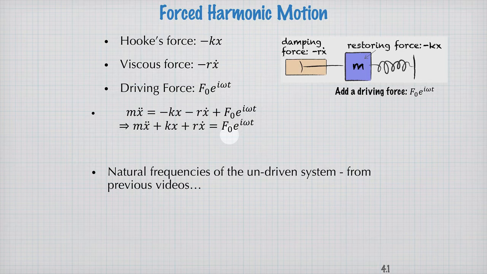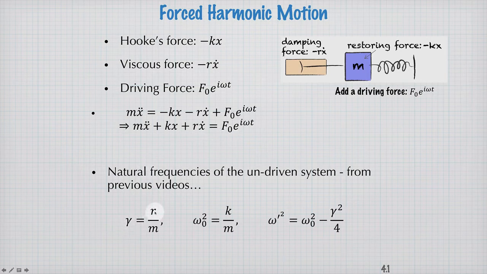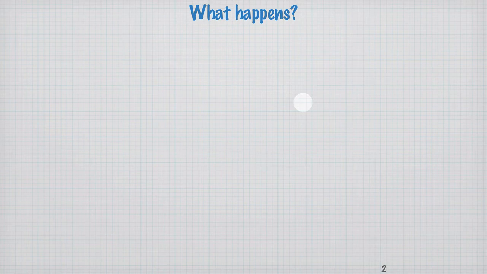Just to remind you, the natural frequencies of the undriven system from the previous videos were gamma, the damping rate, R on M; omega naught squared, which is K on M; and omega dash squared, which was given by omega naught squared minus gamma squared on 4. These frequencies will come in our derivation as we work through it. So what happens? Before we solve this system analytically, I want to draw a picture of what happens so that we know where we're going.